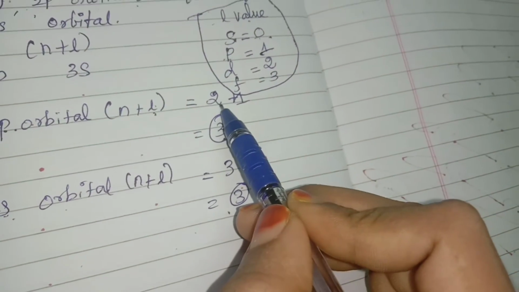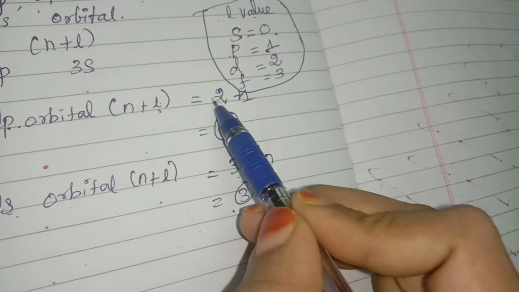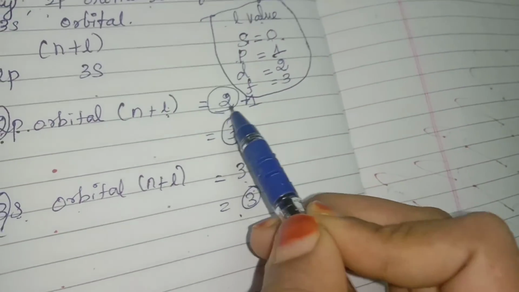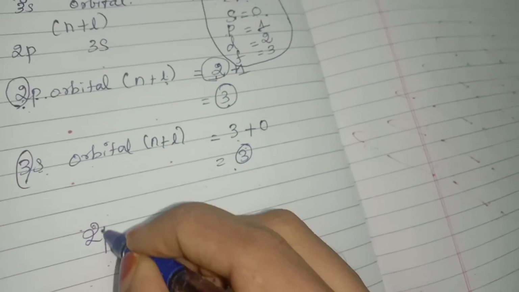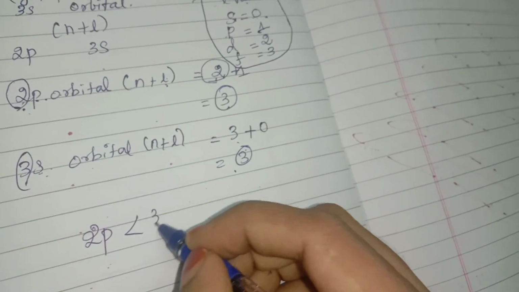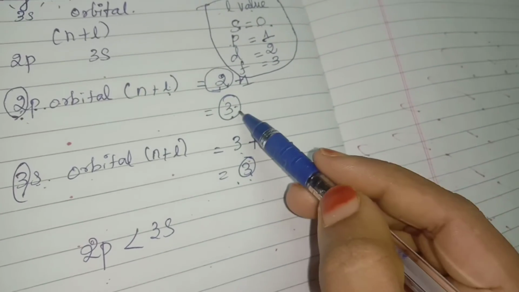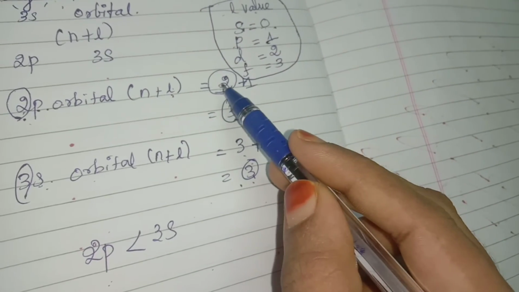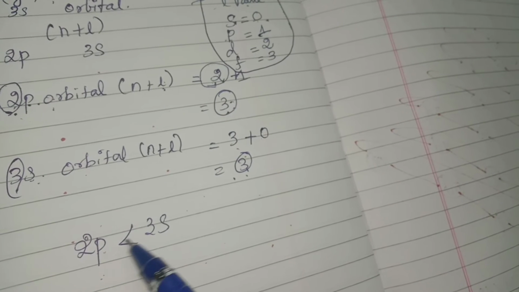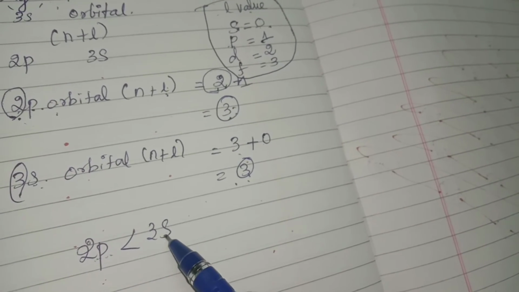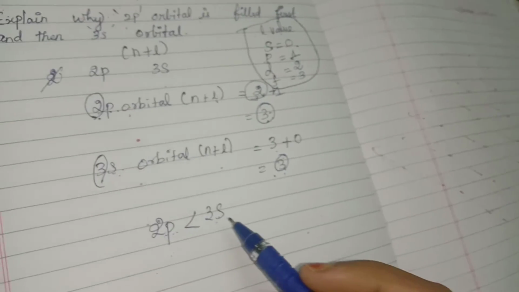But you have to see the n value, which has the lowest value. This one only has 2. So the 2p orbital is filled first. Then the 3s orbital is filled. The answer is the same, but we have to see the n value, which is the lowest; 2p has it. So 2p will come here and 3s will be here. 3s is greater than 2p. So this is the answer.